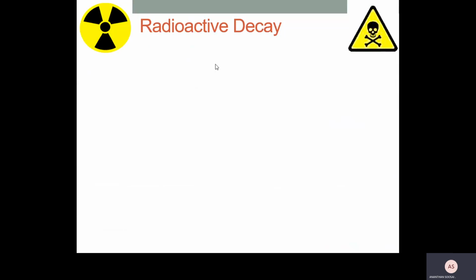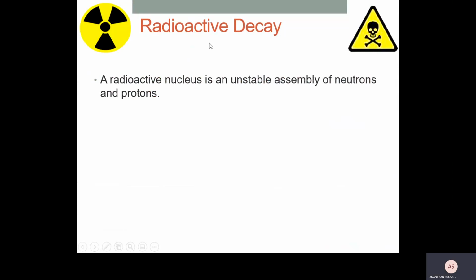Okay. Radioactive decay, as I said, who experienced that? An unstable nucleus. Why do they become unstable? Because of the big proton number, the repelling electrostatic force is stronger than the nuclear force, so decay happens. A radioactive nucleus is an unstable assembly of neutrons and protons. They can't stay together. Too many protons repel, so the repulsion gets stronger.